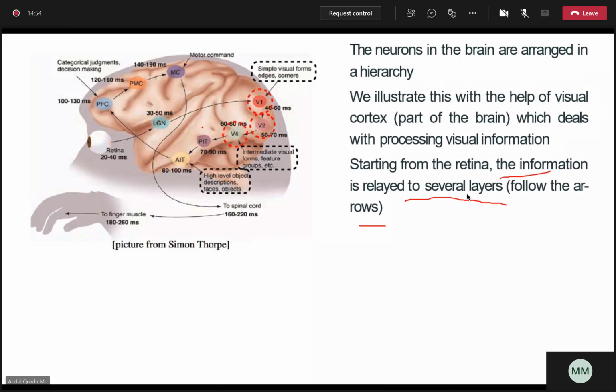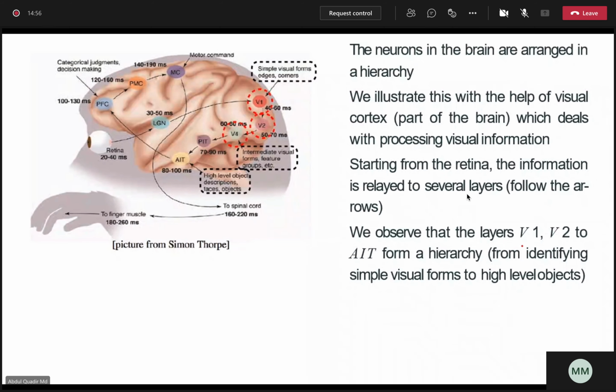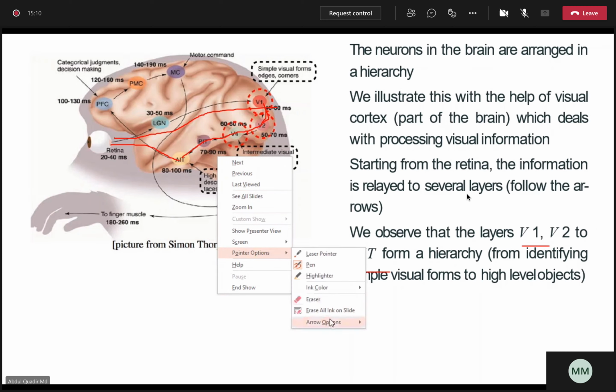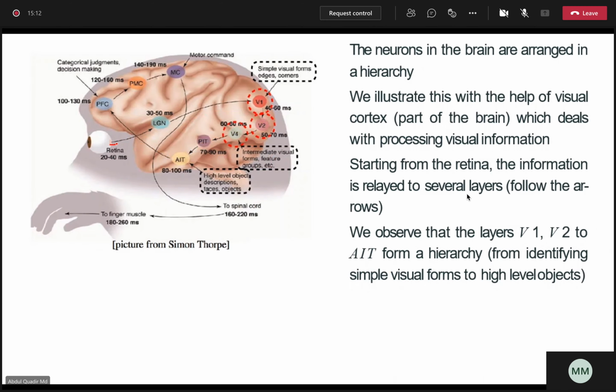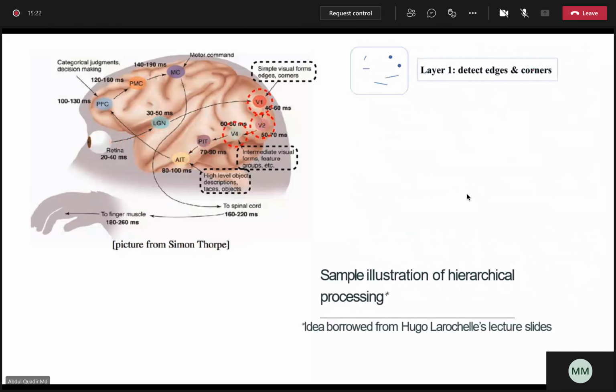If you see here, V1 and V2 and so on is a hierarchy. Can you see? It goes here, V1, V2, and it is coming here. It's a hierarchy. It goes till V1, V2, V4, and it is coming here. Now what happens over here?